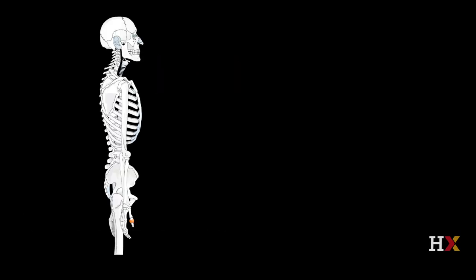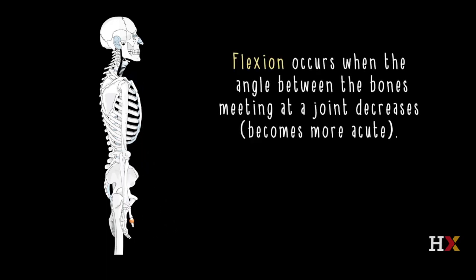Here is a skeleton, and the skeleton is demonstrating for you flexion at the shoulder joint. Flexion occurs when the angle between the bones meeting at a joint decreases. The angle between them becomes more acute. So this is an example of shoulder flexion.